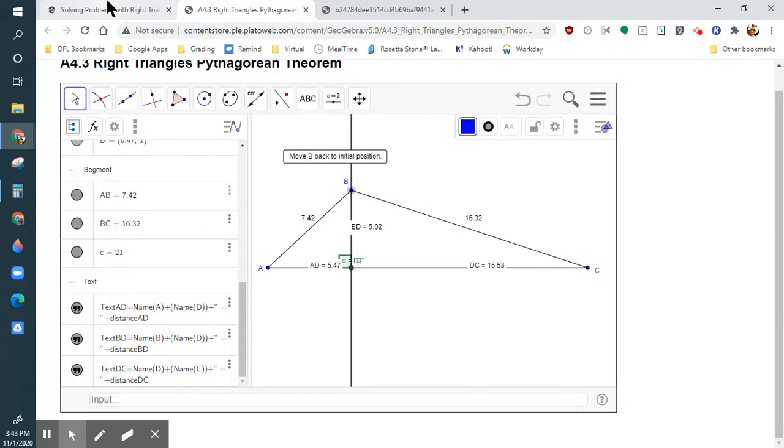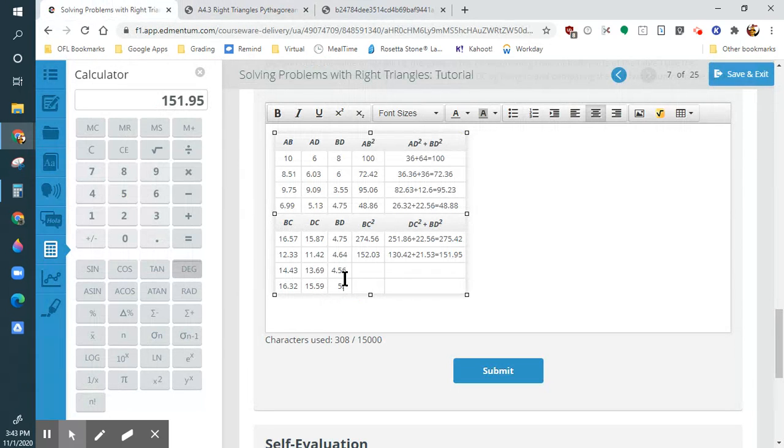15.53. And 5.02. Okay, and time to start doing some squaring. 14.43 times 14.43, I get 208.22, almost rounded up, but not quite there yet. 16.32 times 16.32, 266.34. Right, and clear this.